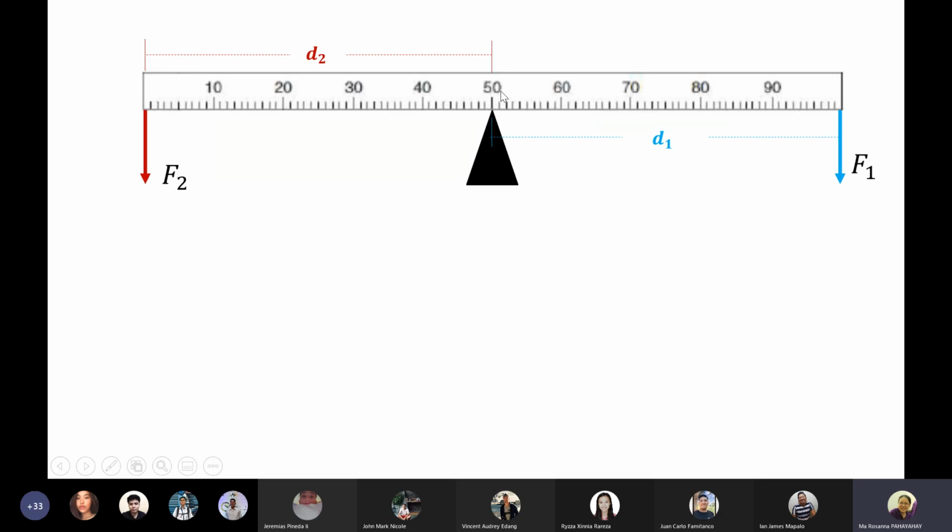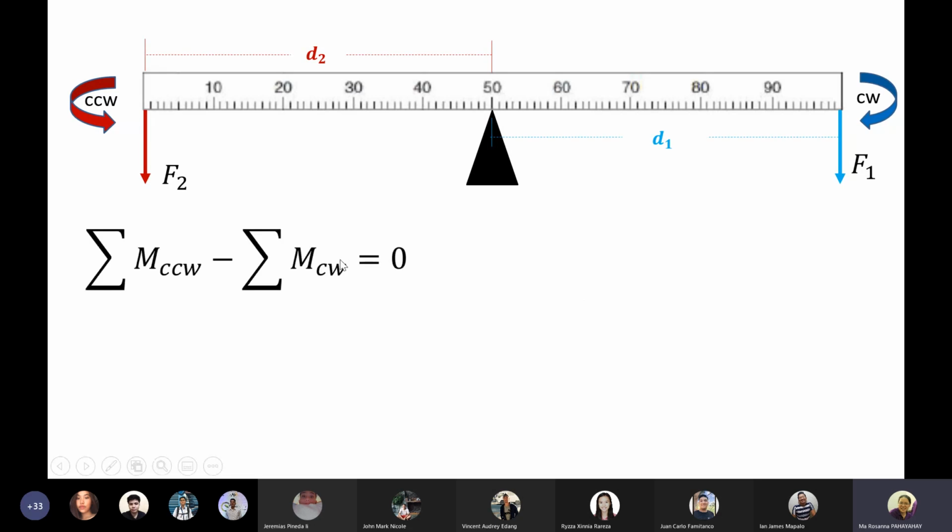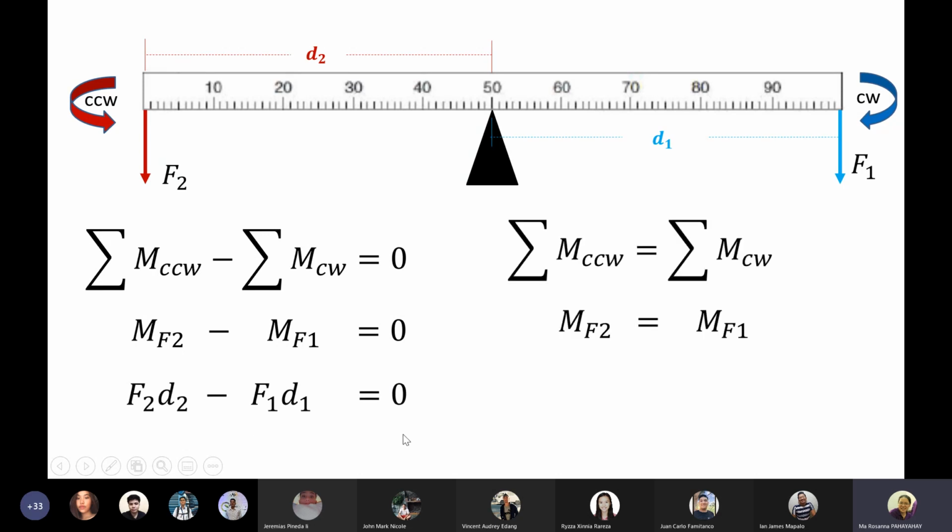Now, if we are going to determine the balance, the equilibrium of this, we will just get which force will make our system turn clockwise and counterclockwise. Identify that first. Then you will use the formula. Then definitely F2 is the counterclockwise and F1 is the clockwise. So this will be the equation and that's it. Okay, it's just the same when we are talking about a meter stick.